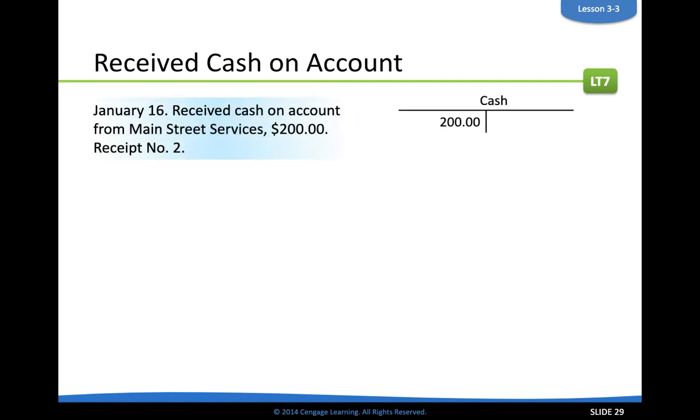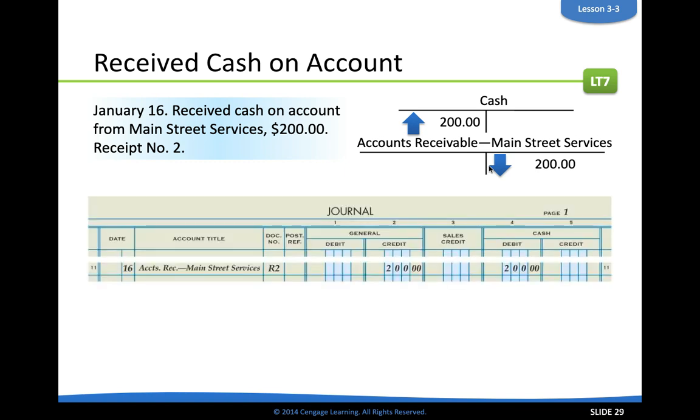Next transaction, received cash on account. So remember, we made a sale on account to Main Street Services. Now Main Street Services is going to be paying off cash, so we're dealing with 2 asset accounts. The effect of this transaction is we need to debit cash to make it go up by 200, and we are going to credit our other asset account, accounts receivable for Main Street Services, by $200, making it go down.